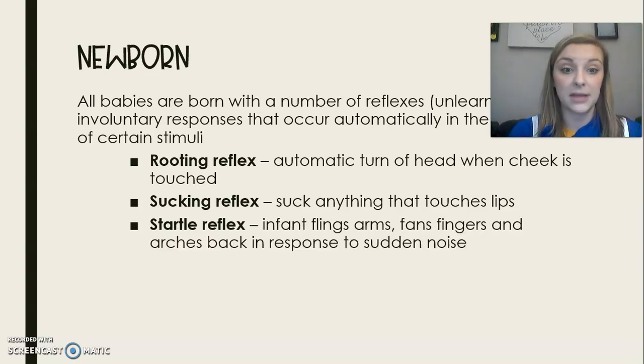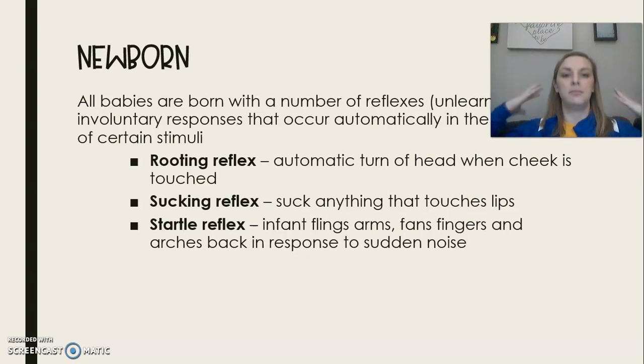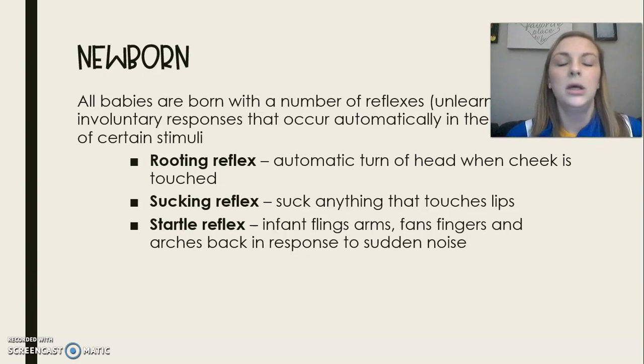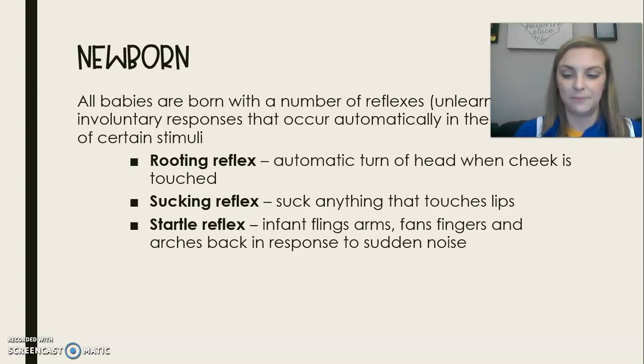The startle reflex, this is often called the Moro reflex, M-O-R-O, and this is when the baby flings their arms back, and it's kind of like they think that they're being dropped, so when their head goes back, their reflex is that they're falling, and so they put their hands out and their arms out. You'll often see it during loud noises or when they're being set down.